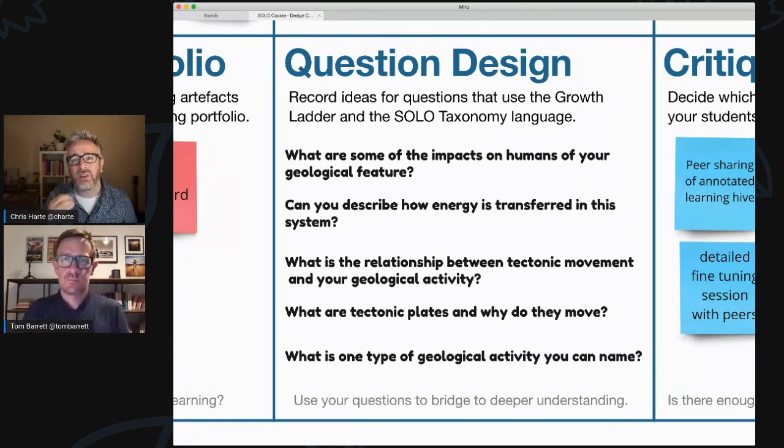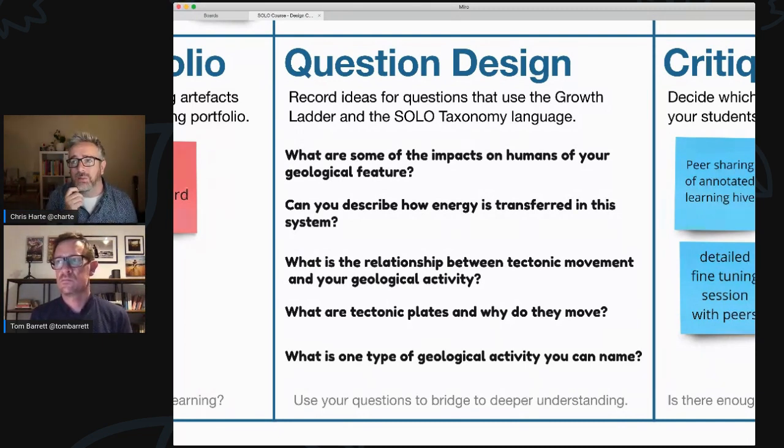But I might say, well, can you name one type of geological activity? Do you know what a volcano is? And they're like, yeah. And then they suddenly, oh, okay, that's one. So volcanoes and earthquakes are often put together. Okay, well, we're actually starting to get a little bit more multi-structural as they start to build that up. And so those questions can be as simple as finding out and just setting kids on the right path, I guess. So name one type of geological activity. What are tectonic plates and why do they move? So it's already starting to push them in the right direction.